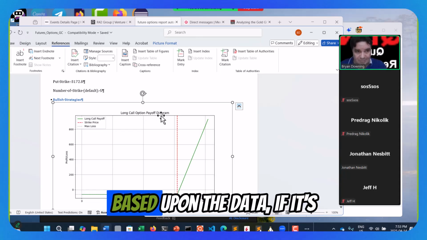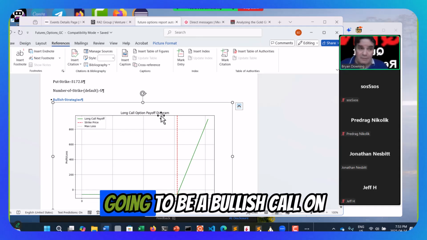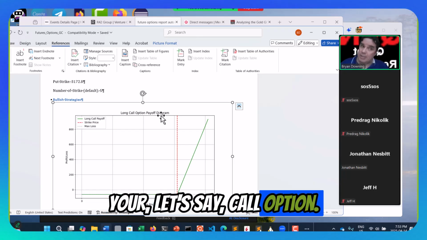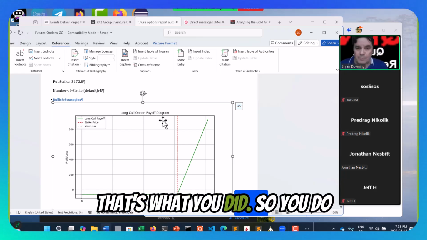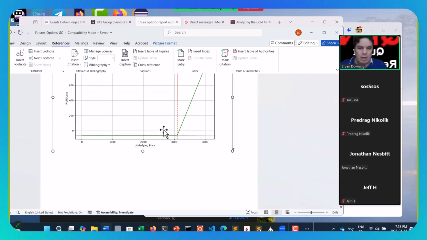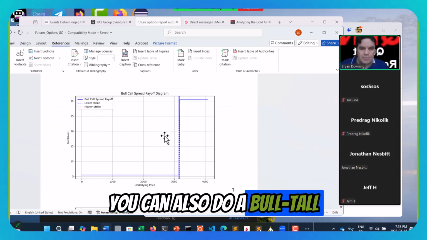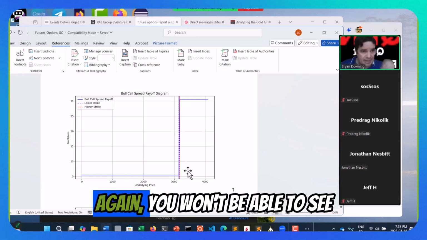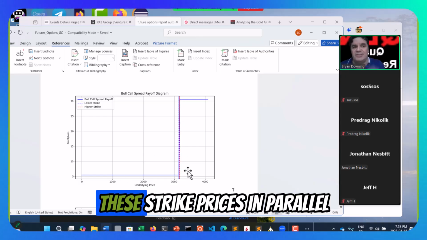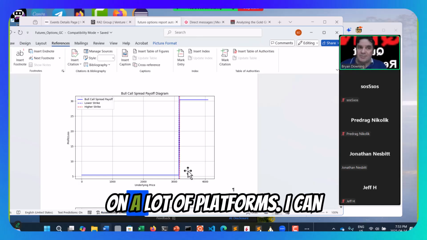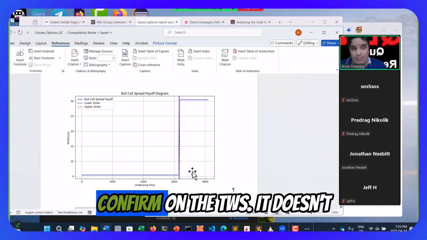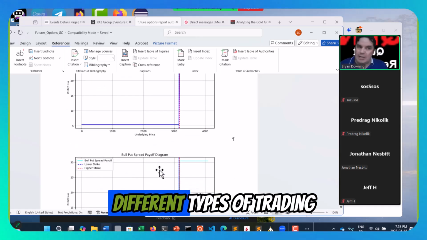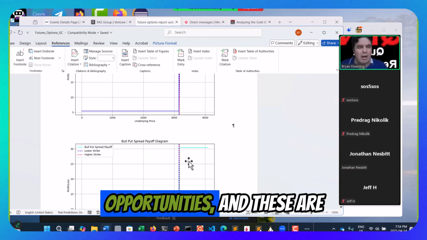So if you expect, based upon the data, that it's going to be a bullish call on, let's say, a call option, that's what you do. You do a simple call option. You can also do a bull call spread, and it gets kind of wonky, but it gets tighter. And again, you won't be able to see these strike prices in parallel on a lot of platforms. I can confirm on the TWS, it doesn't show the strike price on these different types of trading opportunities.